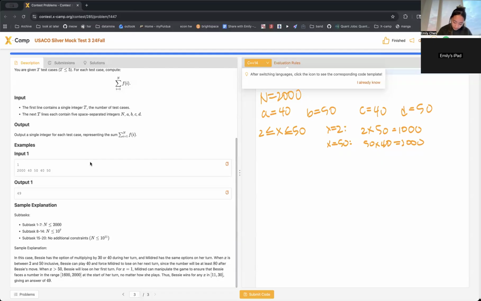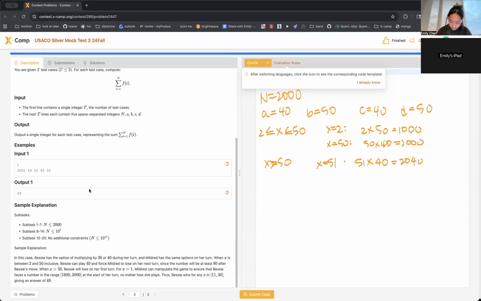Now, if x is greater than 50, then anything that Bessie does would exceed 2000 and would lose her the game. So if x was 51, then 51 times 40 would be 2040, which exceeds 2000 and would lose her the game.